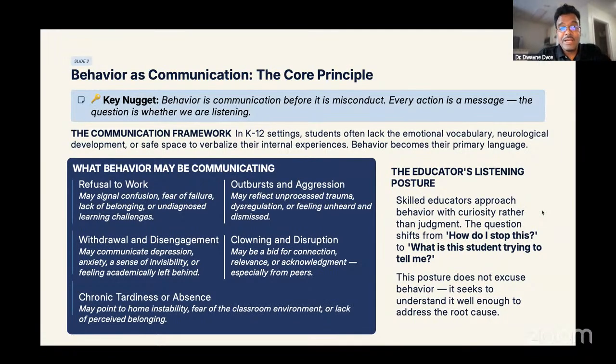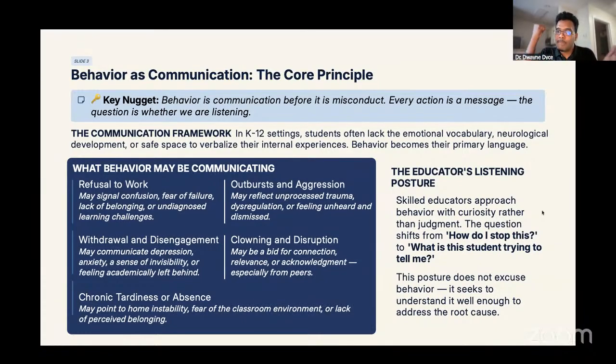So, look at the communication framework. In K-12 classrooms, students often lack the emotional vocabulary and the neurological development, as well as a safe space to verbalize their internal experiences. Behavior becomes the primary language, just like a little baby. If they're crying, why are they crying? Because they can't speak. It's the same thing with our students, all the way up to teenagers. When they act a certain way, why are they acting that way?